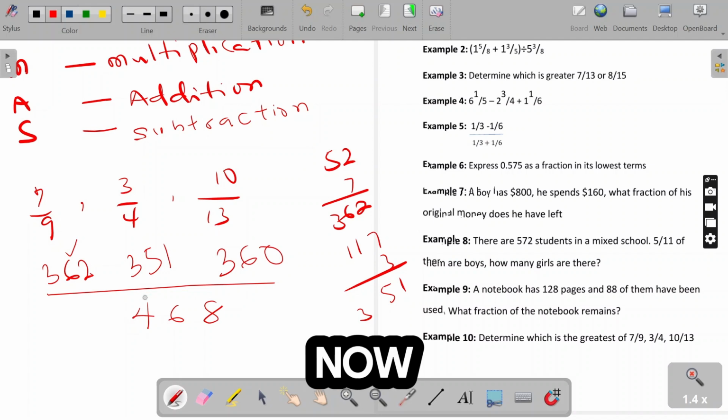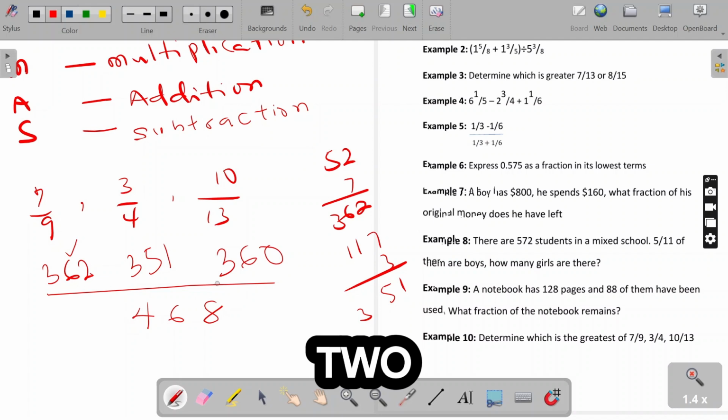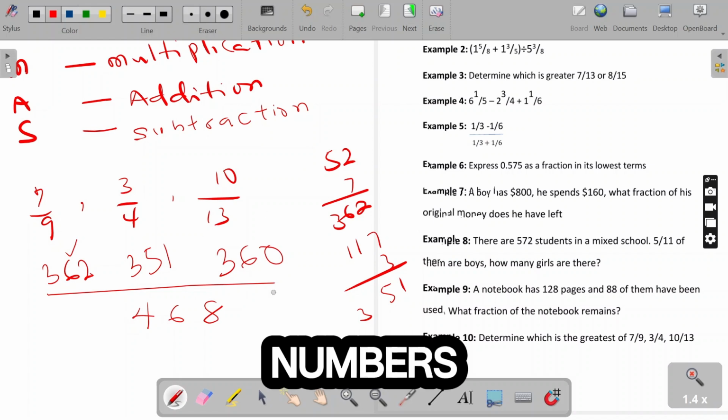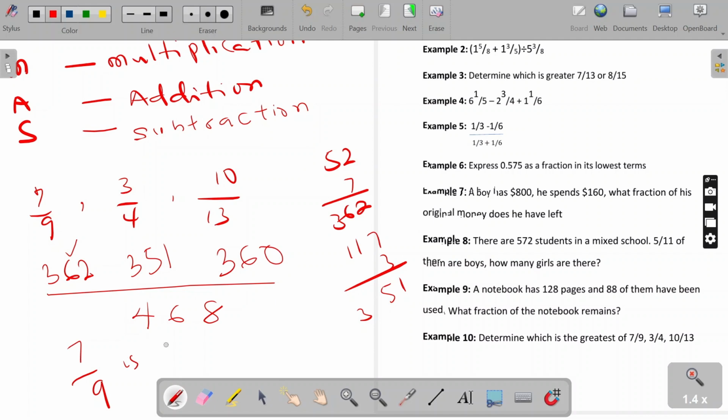So with this now, it's just like we have a full cake. This 468 is like a cake. So the fraction that belongs to 7 over 9 is 364. The fraction that belongs to 3 over 4 out of this full cake is 351. And the fraction that belongs to 10 over 13 out of this cake is 360. So the greatest of these numbers is 7 over 9 is the answer.